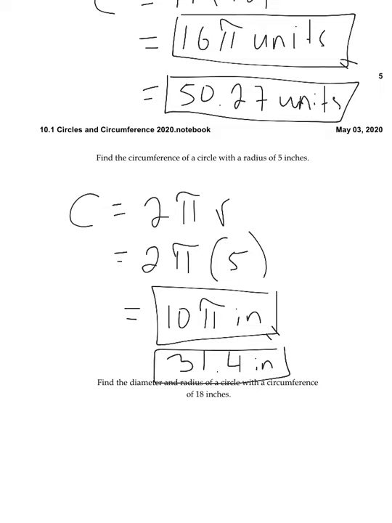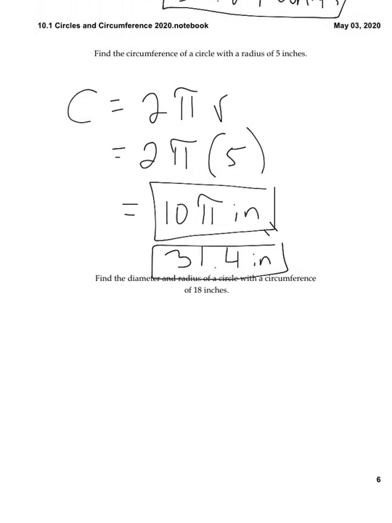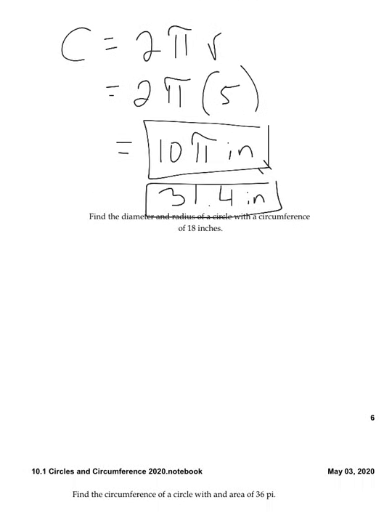And the example below is kind of straightforward. Find the diameter and radius of a circle with a circumference of 18 inches. So how is the question below a little bit different? In this question, we are working backwards. I gave you the circumference. Now I'm asking you what is the radius and how long is the diameter.